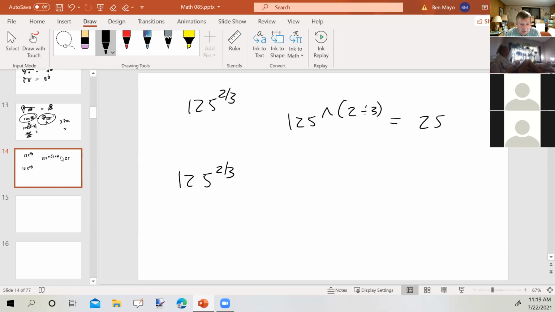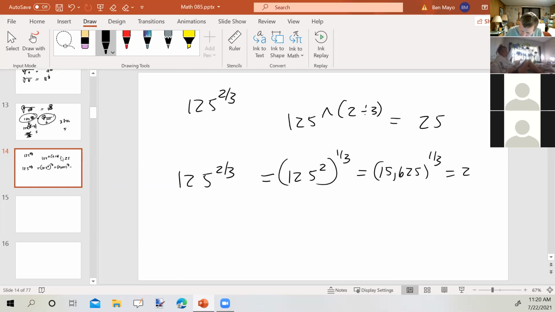Let's take a look at this problem again. This says I'm taking 125 and I'm going to square it as well as take the cube root of it. All right. Well, I can do it this way. I can square it and then take the cube root. Let's see, 125 squared is 15,625. Then I'm going to take the cube root of that. So I'm going to raise that to the 1/3 power, and I come up with 25. Okay, so I did the power and then the root.